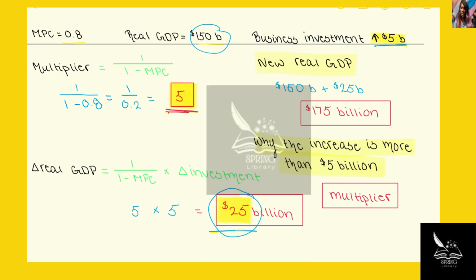increase we saw initially. So it comes down to this money multiplier that we're working with, which of course was 5. So we had the 5 times that $5 billion increase in investment spending, which gave us that $25 billion increase in the real GDP.